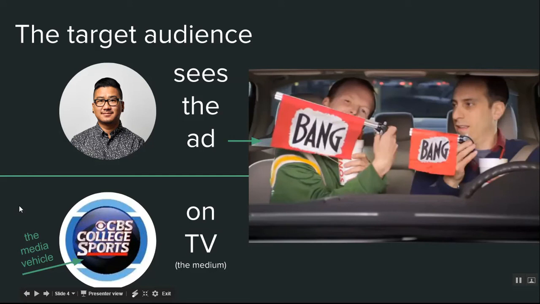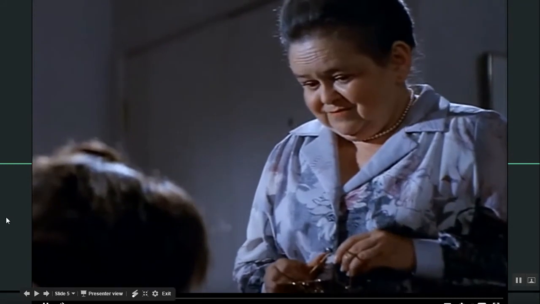The media or medium is kind of like the psychic in the movie Poltergeist. That lady with the creepy voice, she's the medium for ghosts, and she delivers messages to the family from ghosts living in their house. So in the previous example, CBS College Sports delivers Sonic's message to the viewers of that show in the same way that the creepy woman in Poltergeist delivers messages to the family from the ghosts.